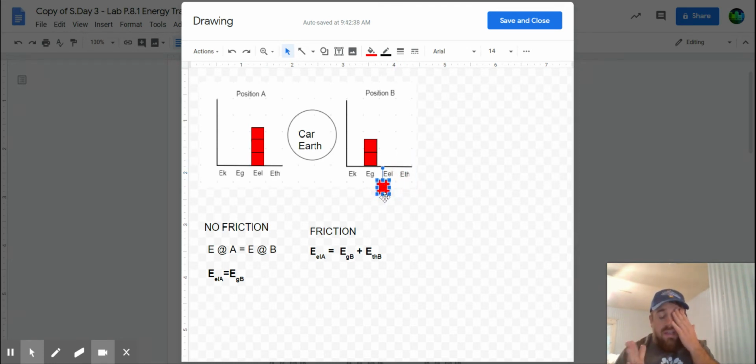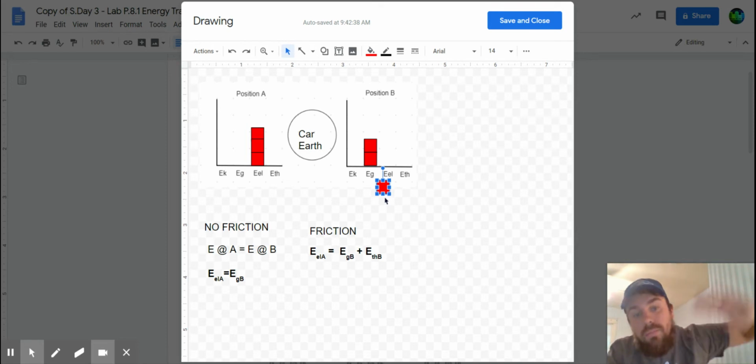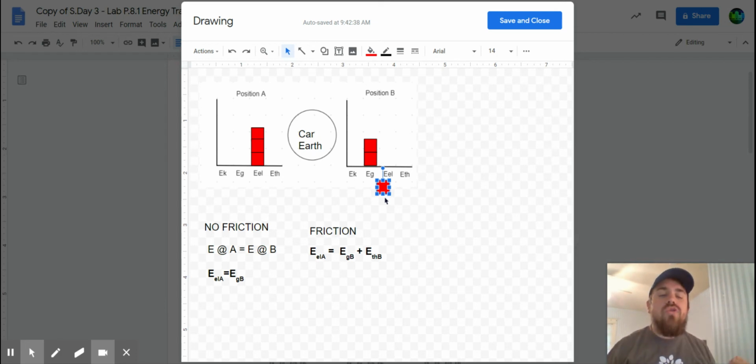The question is, and this is a really important point, when I say to not include the spring in the system, that does not mean the spring is not doing anything. The reason the car is going up the hill is because the spring is applying energy to it. So now the question is, how do I account for the fact that the spring is still doing something? It's just not in the system. Well, here's how I do that.